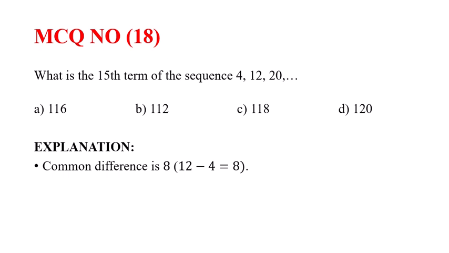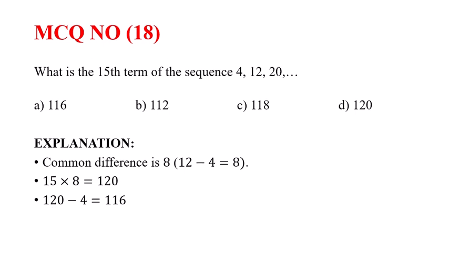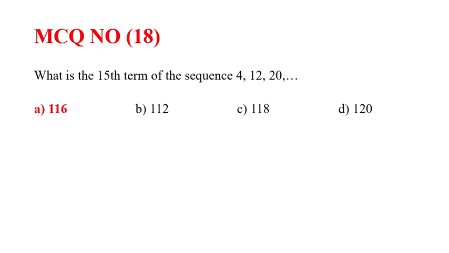Explanation: the common difference is 8. 12 minus 4 is equal to 8, and this 8 is multiplied by 15. 15 multiplied by 8, we get 120, and then we subtract 4 from 120. Why do we subtract 4? Because the series is starting with 4, not starting with 8. So 8 minus 4 we get 4. That's why we subtract 4. 120 minus 4 is equal to 116. So option A is correct. Option A is 116.